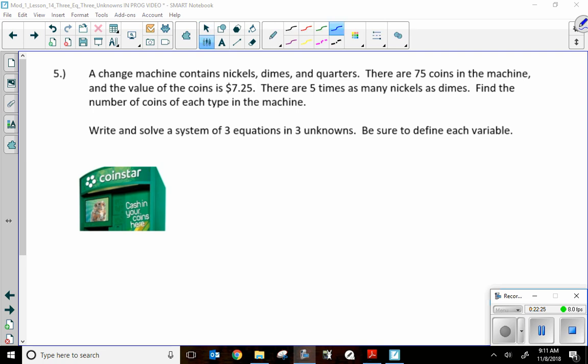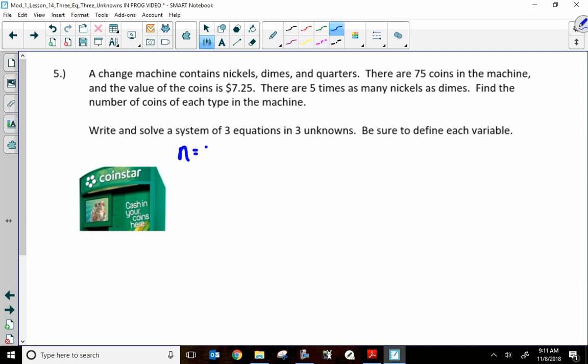First, let's define our variables. Well, we'll say N equals nickels. No surprise there. D equals dimes. And I'm going to put F for quarters. I'm just playing with you. I'm going to do Q for quarters. Q for quarters. You could use A, B, and C. That's fine. I like using the letters that begin with the words. You could use capital letters like I like to, or lowercase letters. It doesn't matter. Let's start putting some equations together.